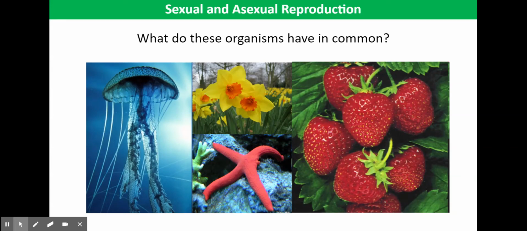This video tutorial is all about sexual and asexual reproduction. Now there's a selection of images on the slide in front of you. What do each of the organisms within these images share in common? I guess the clue is in the title. All of these organisms are able to reproduce asexually. And we're going to look at the process of asexual reproduction in this video tutorial.